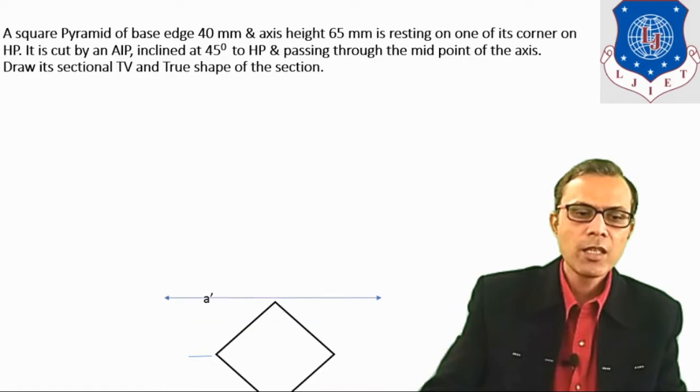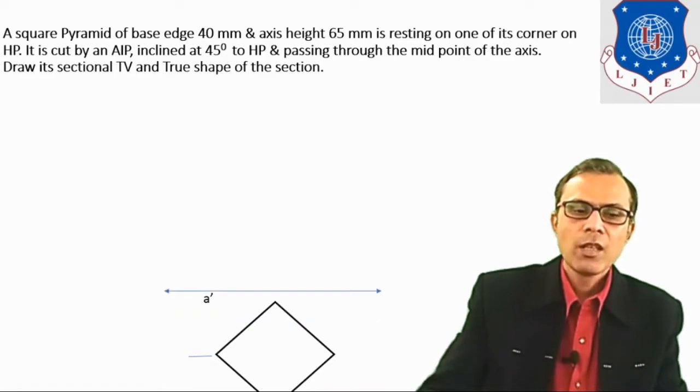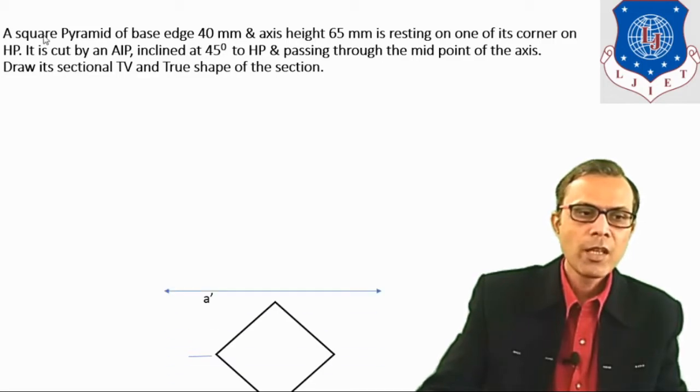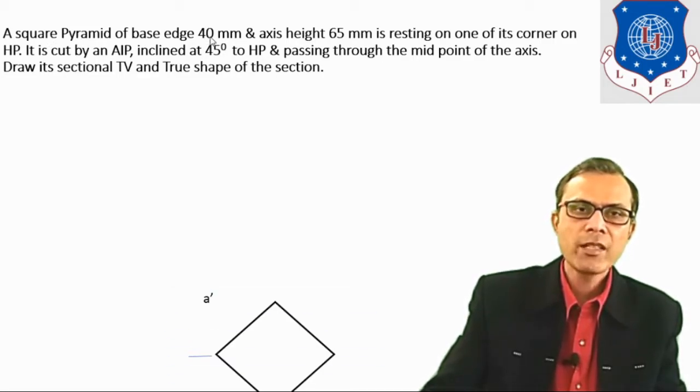Now let's see one example. Here the given data is a square pyramid of base edge 40 mm and axis height 65 mm, resting on one of its corners on HP. It is cut by an AIP inclined at 45° to HP and passing through the midpoint of the axis. Draw its sectional top view and true shape of the section.